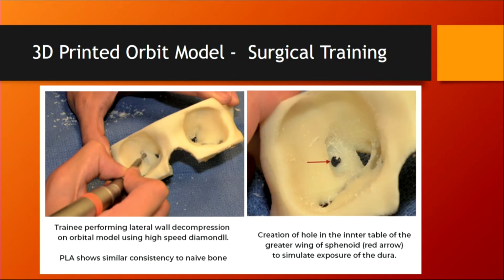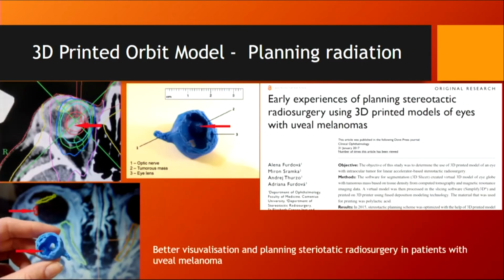They have also 3D printed orbital models to help trainees perform lateral wall decompression. It is printed with PLA material, which has the same consistency as bone. Here you can see a hole created in the inner table of the greater wing of sphenoid to expose the dura. It is very difficult to visualize the uveal melanoma on CT scans, but once you 3D print these structures, you will be able to see all the uveal melanoma tissue in a better manner. So we can direct the radiotherapy and stereotactic radiosurgery in a better manner.